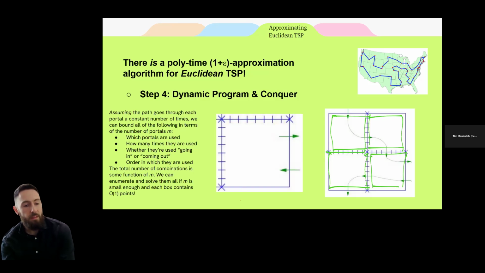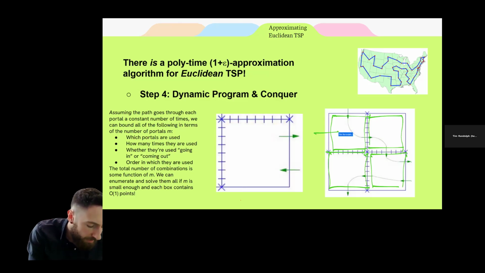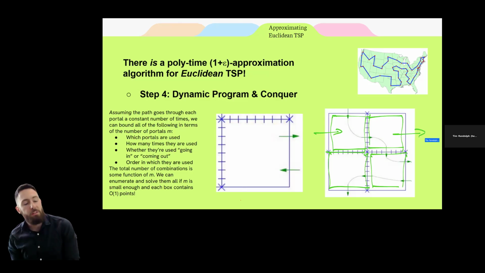So we'll do that repeatedly, and we'll store solutions for all possible configurations of entering and exiting this box one level up, and then we'll work up to the next level and up to the next level, all the way up to the top of the recursive tree.